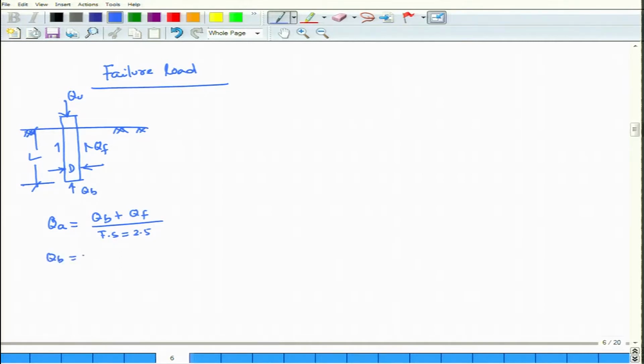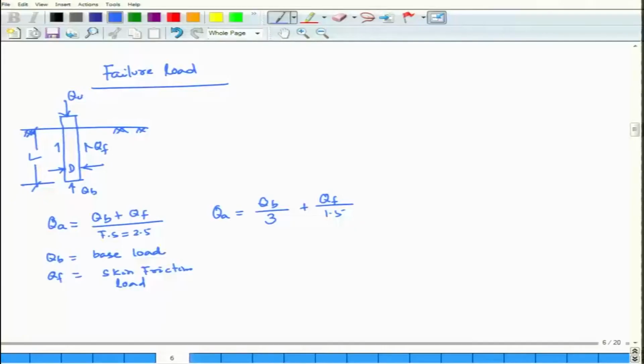QB is your base load and QF is your skin friction load. So in case of the values of QB and QF, Q allowable can be used. If I go independently, I can write QA is equal to QB by a factor of safety, generally 3, plus QF by a factor of safety, generally 1.5.